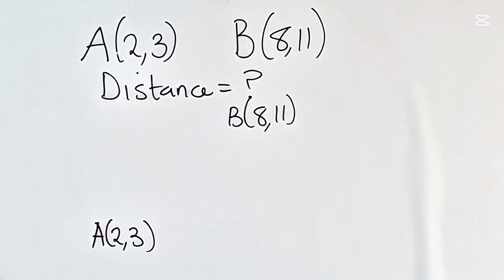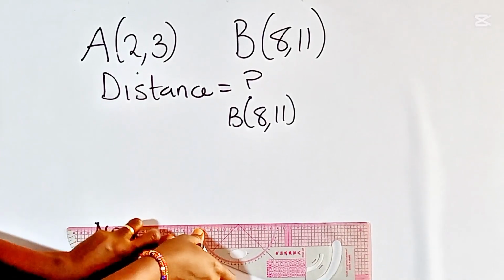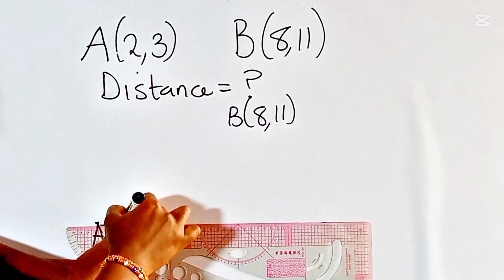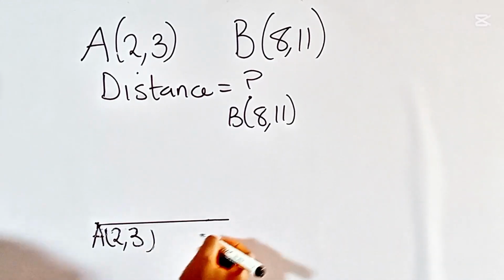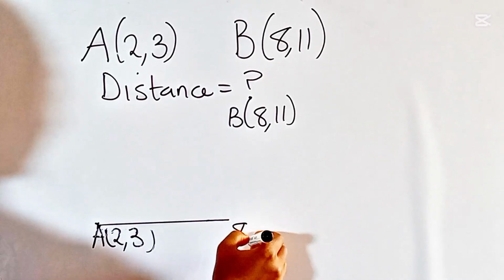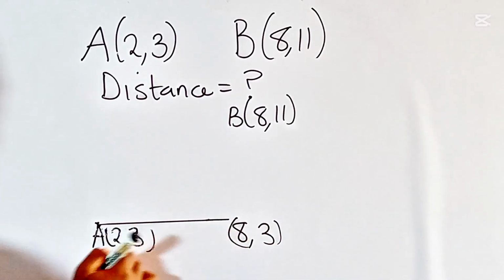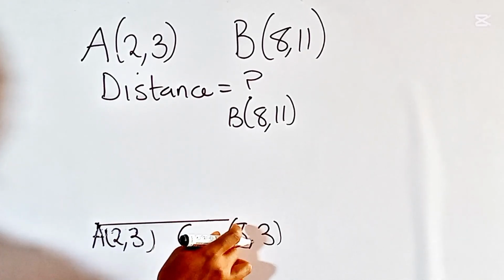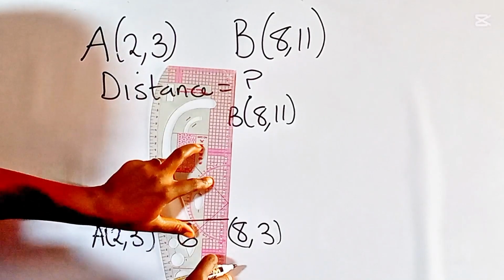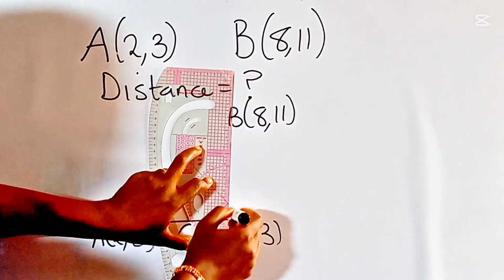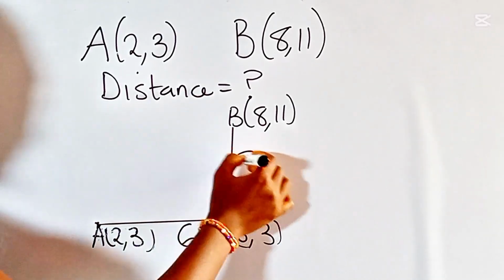Now observe what happens horizontally. So we are going to move from here, from 2 to 8. So this becomes (8, 3), right? And the movement involves just 6 units because 8 minus 2 will give us 6. Then we rise vertically upwards from 3 to 11. And that is 8 units.